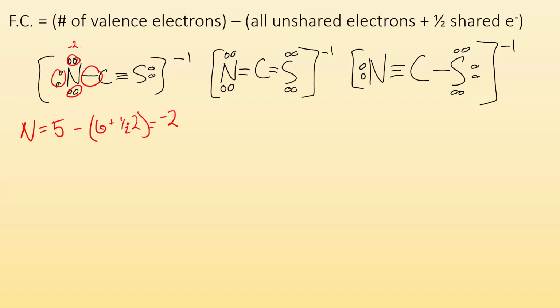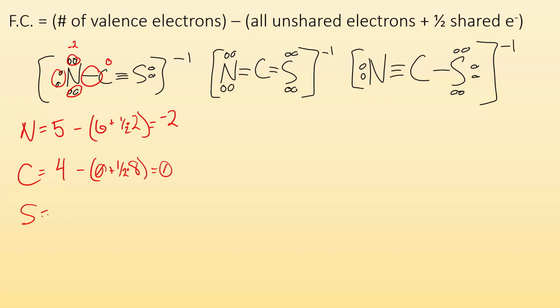So nitrogen's got -2. So let me take a look at carbon. Carbon had 4 valence electrons. It has 0 unshared, and it's made 4 bonds. So 1/2 of those 8 electrons puts a formal charge of 0 on that carbon.